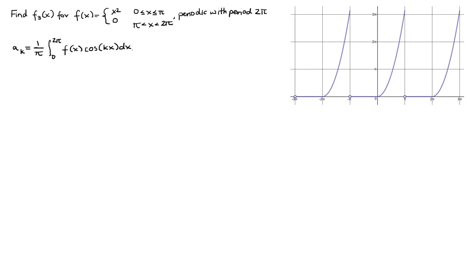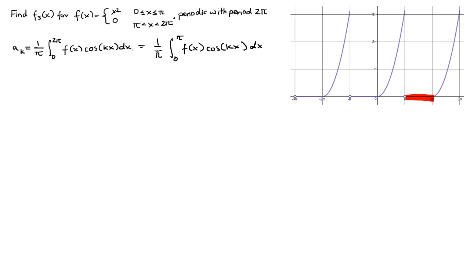Okay, so when we look at the formula for AK, we're going to be taking, again, the integral from 0 to 2 pi, and this time we have f of x times cosine of kx as our integrand. Notice, again, that between pi and 2 pi, f of x is equal to 0. So this is 1 over pi times the integral from 0 to pi of f of x times cosine of kx, because when f is equal to 0, f of x times cosine of kx is equal to 0. So there's no contribution to the integral there.